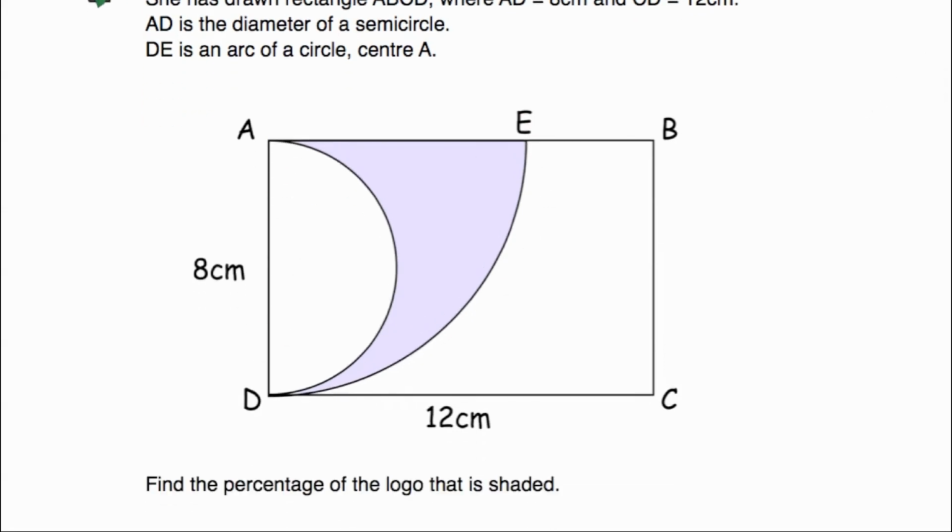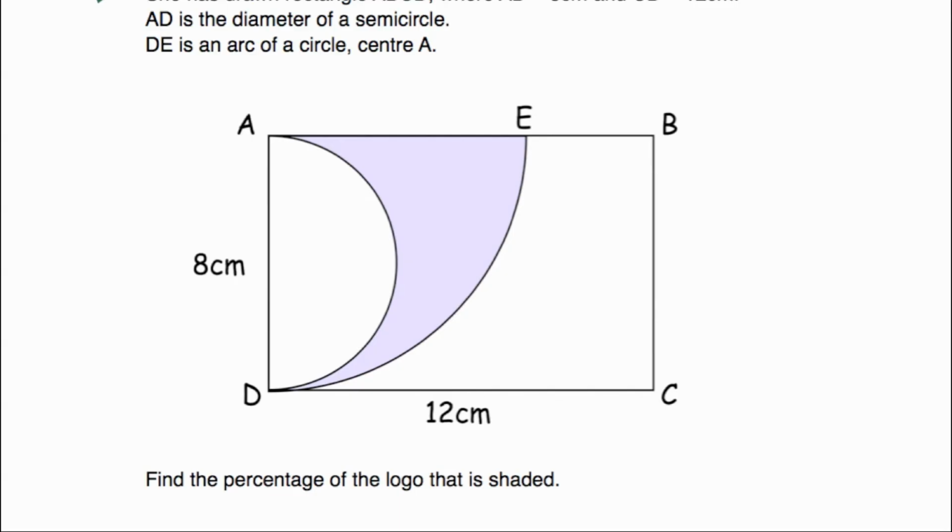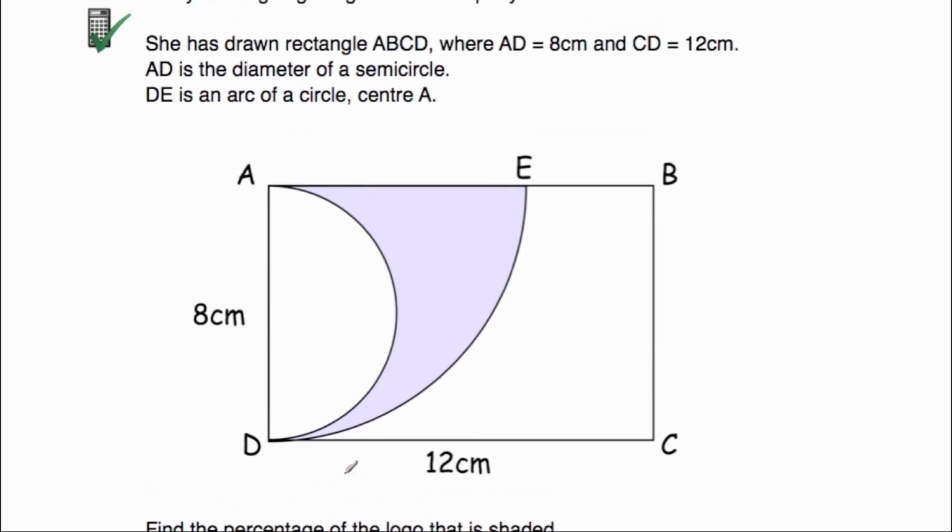And we've been asked in this question to find the percentage of the logo that is shaded. So we've got this whole logo. Let's find the area of the whole logo to begin with. So that's going to be 8 times 12. So 8 times 12 will give us the area of the whole rectangle. And 8 times 12 is 96 centimeters squared. So that's the whole area. And whenever we're working out the percentage, that's going to be quite useful.